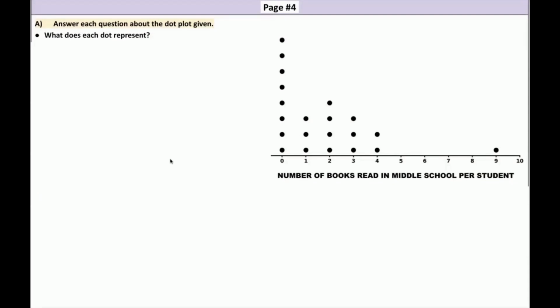Our first question is, what does each dot represent? Each dot represents the number of books one student read in middle school, and you can find what the dot plot is about by looking under the number line.